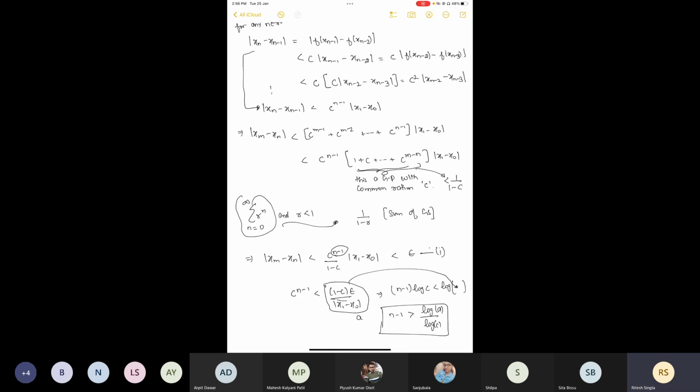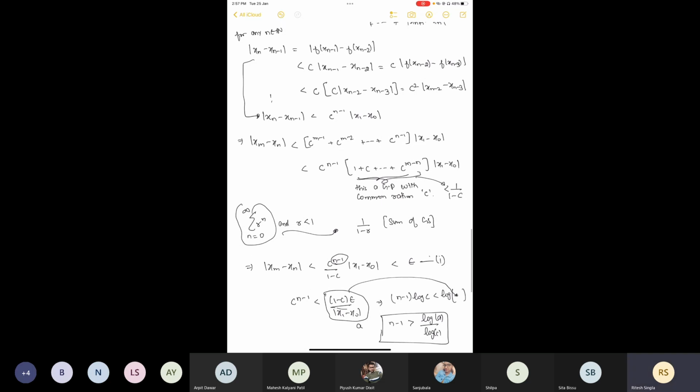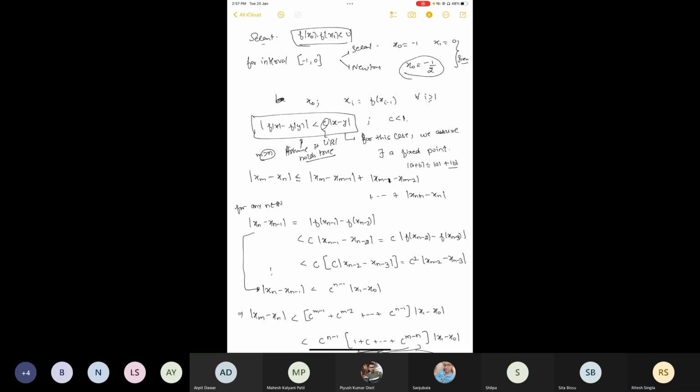Is this proof clear, that we can indeed find the number of iterations in the fixed point iteration method? Is it clear to all of you? Yes, sir. Sir, when we find the number of iterations, then c should be the Lipschitz constant. Yes, it has to be the Lipschitz constant. That's what we use there, right? This c is nothing but the Lipschitz constant.